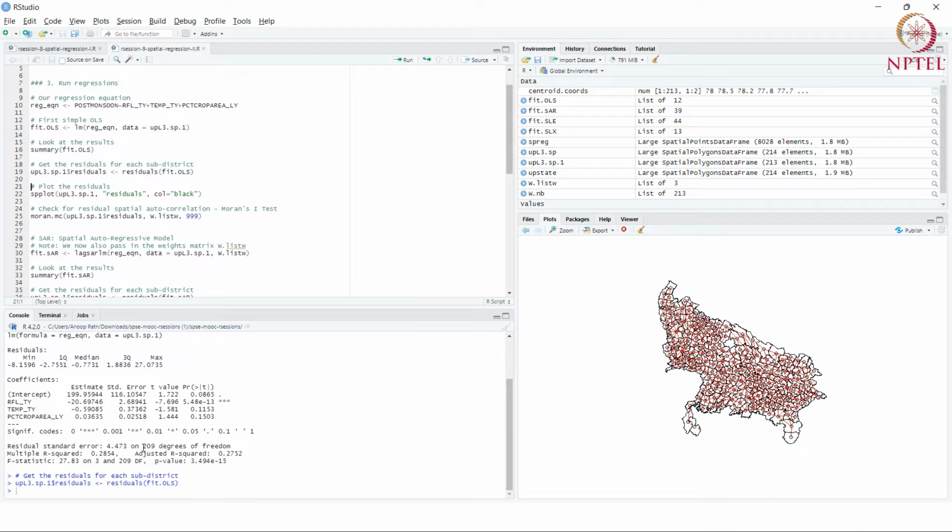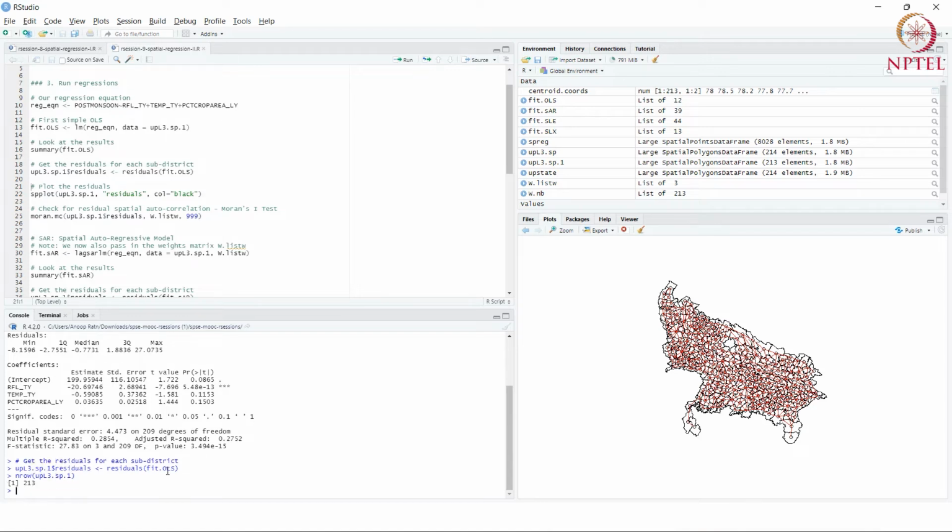Here it says 209 degrees of freedom because we have 4 variables. So the number of observations we can see from our data is 213, right? For each one of these, we will have a residual. And we want to see if these residuals are spatially autocorrelated. If there is some residual spatial autocorrelation, then that means that ordinary least squares is not good enough. We need some spatial model. That means there is some residual spatial autocorrelation that is not being captured by the model.